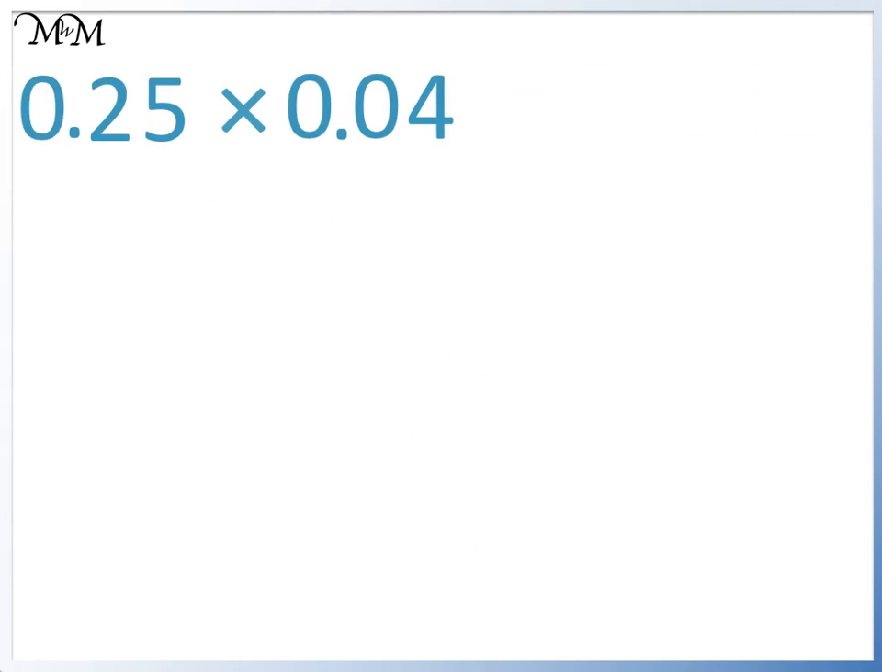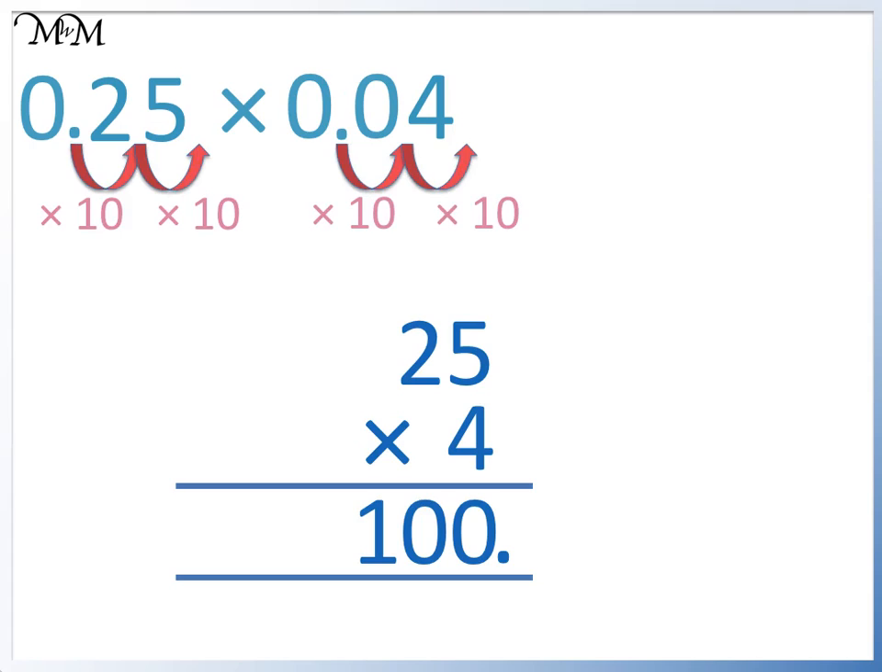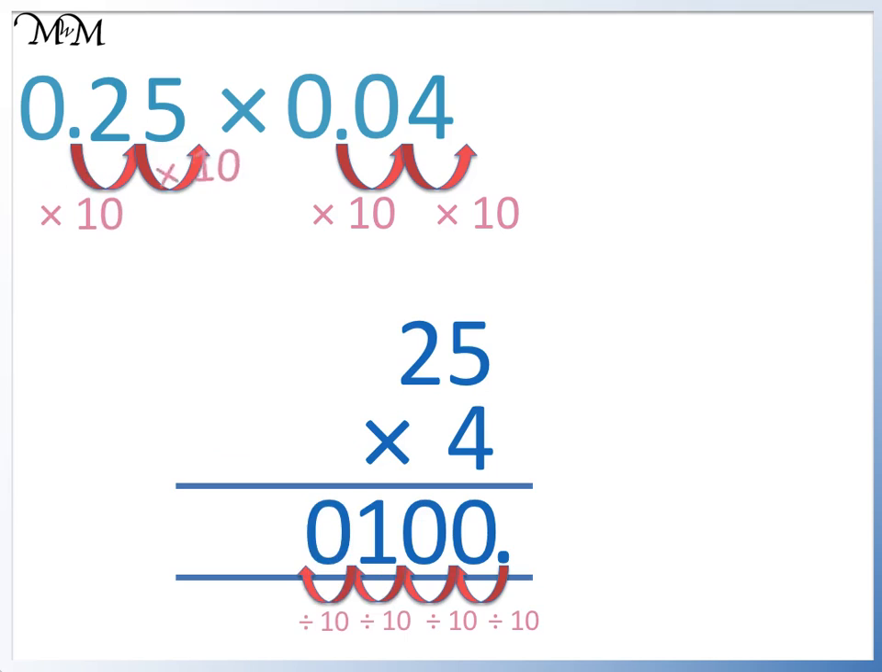Here we have 0.25 times 0.04. We think of this as 25 times 4, which equals 100. This decimal moves 2 places, and this decimal moves 2 places. So our decimal moves 1, 2, 3 places, and we write a 0 to make our 4th jump. We have 4 multiplications and 4 divisions. We move the decimal point and write a 0 in front.